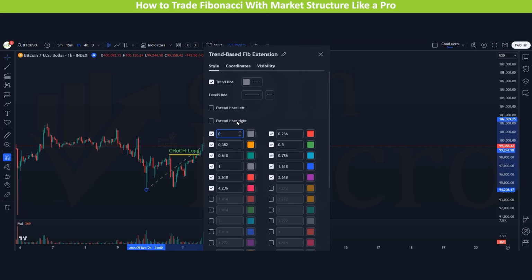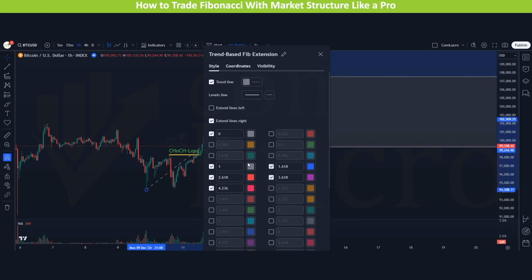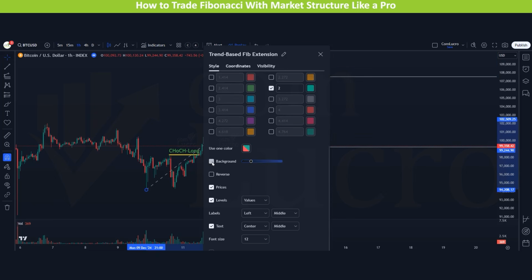Once it's drawn, open the settings and adjust them for clarity. First, extend the lines to the right so they're easy to track as price evolves. Next, strip out the unnecessary levels and focus only on the key ones: 100%, 161.8%, 200%, and 261.8%. Turn off the background shading to keep the chart clean and focused, and hide the price values to cut out distractions. Finally, under the level section, switch to percent so the extension levels read as percentages.